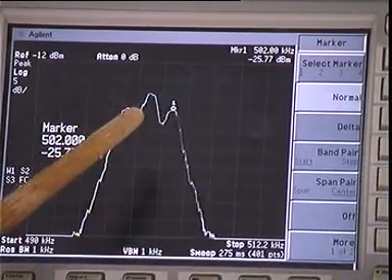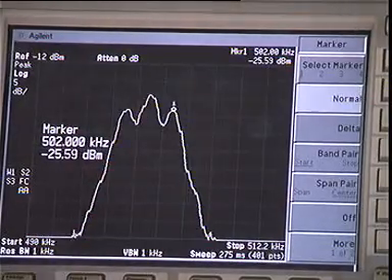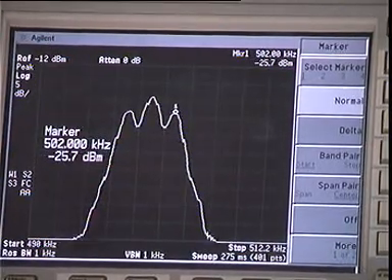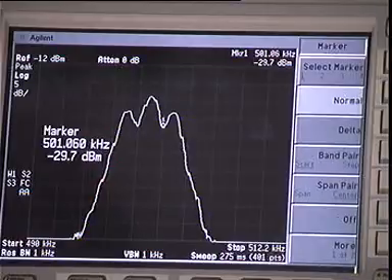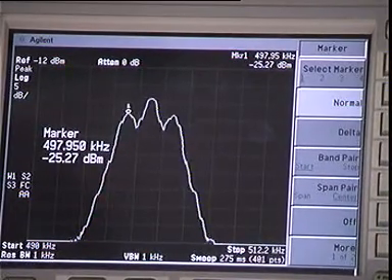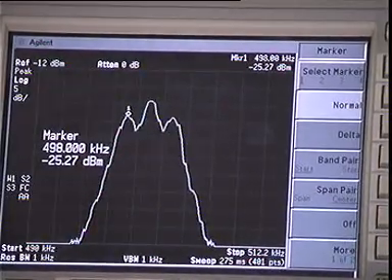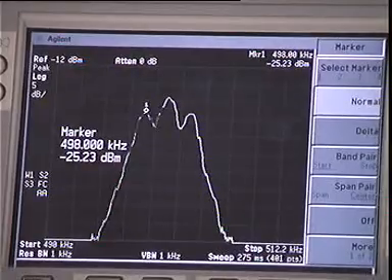Upper sideband at 502 kHz. This is what we had calculated. Now let's find out where the lower sideband should lie. So it's at 498 kHz.